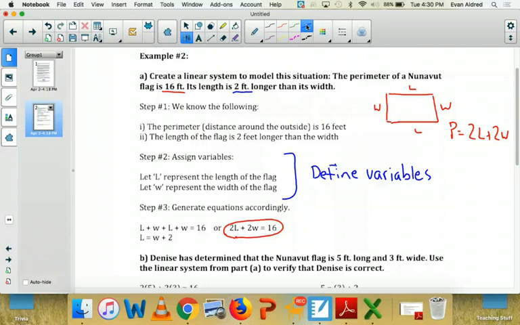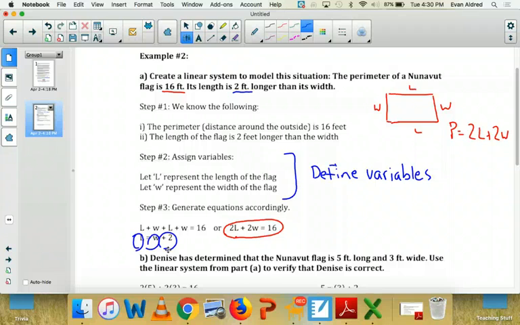The second equation, again, is similar to the bus question before. The length is 2 feet bigger than the width. So whatever our length is going to be, it's our width plus 2. So L equals W plus 2. Okay? And again, we have set up our linear system here. First equation deals with perimeter. Second equation deals with dimensions. We're not solving it just yet.